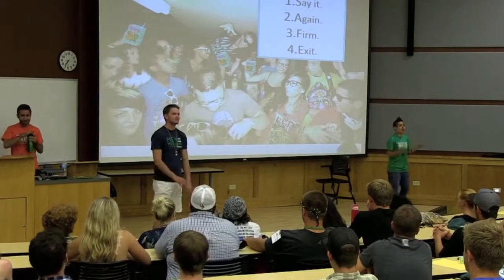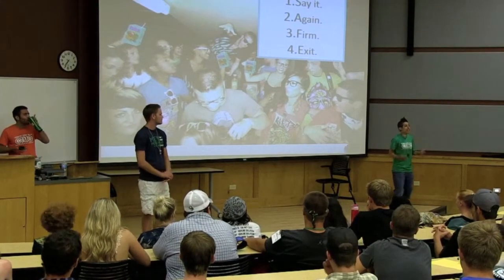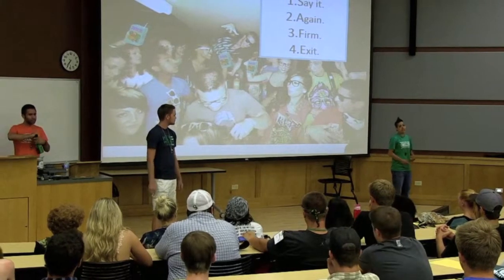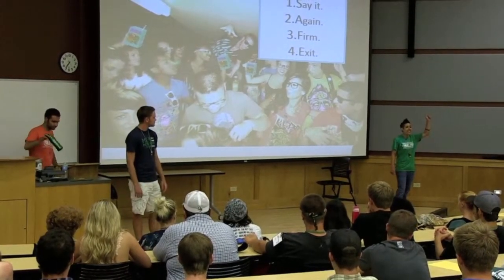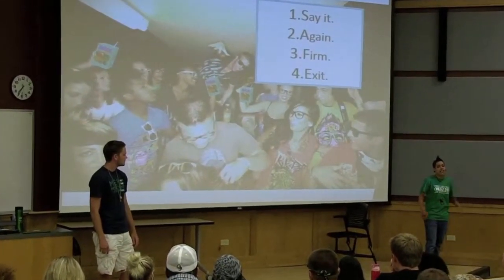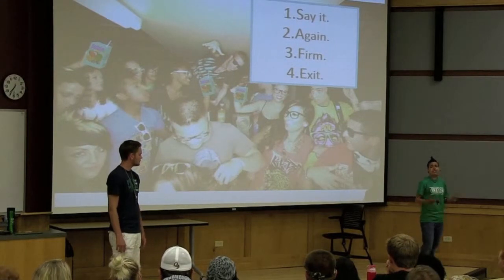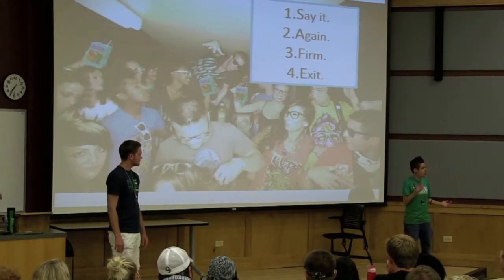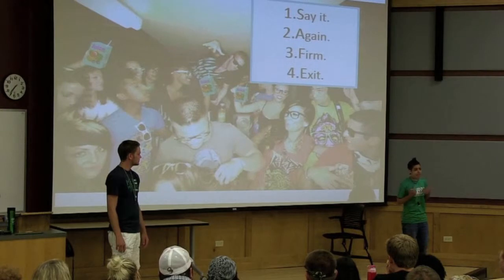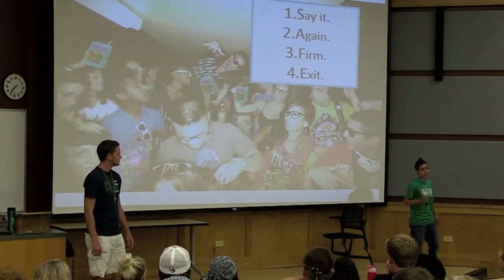All right, so boundaries are a really important skill to have, and SAFE is a great acronym to use to remember how to set those boundaries. It's S, say it, A, again, F, firm, and E, exit. But it's also really important to understand however you want to set your boundaries is totally cool. So if someone encroaches upon my boundary once and I'm not feeling it, I have every right to do my best to get out of that situation.